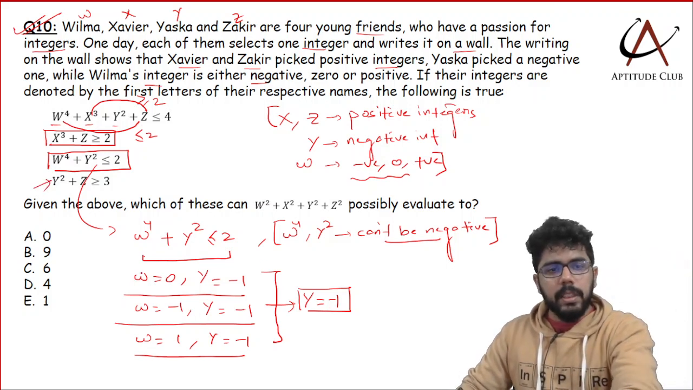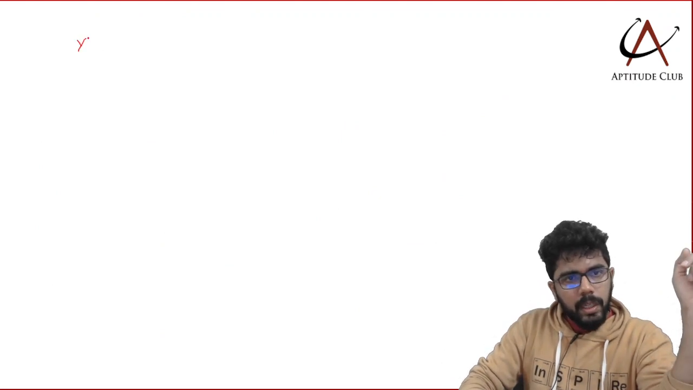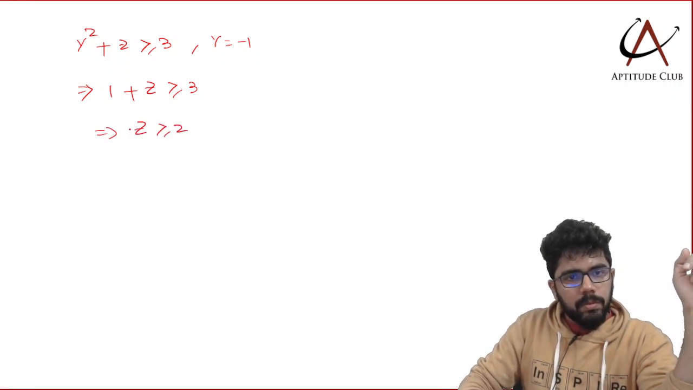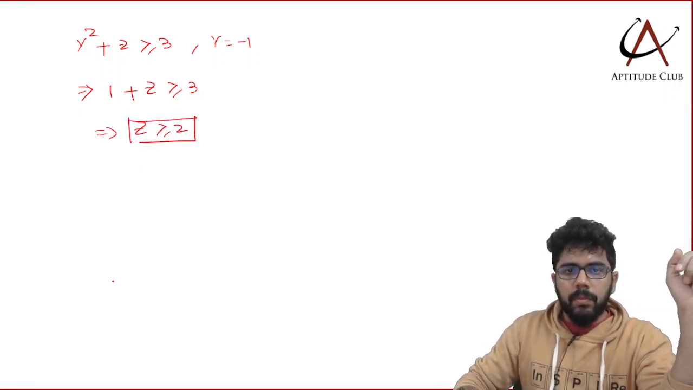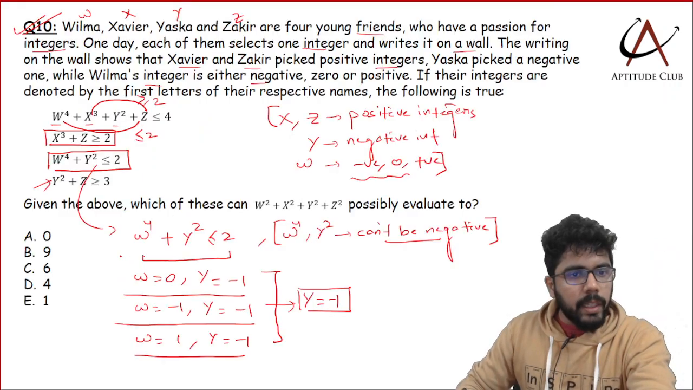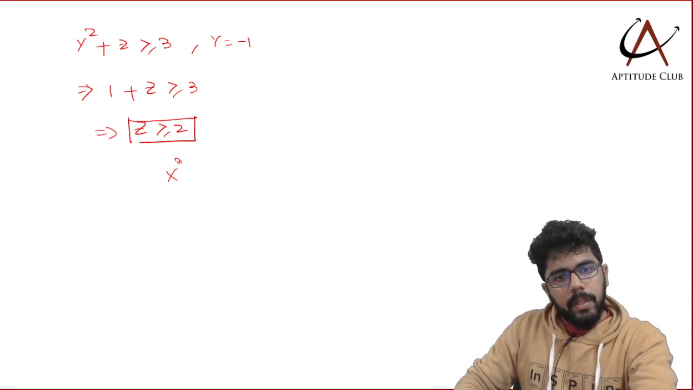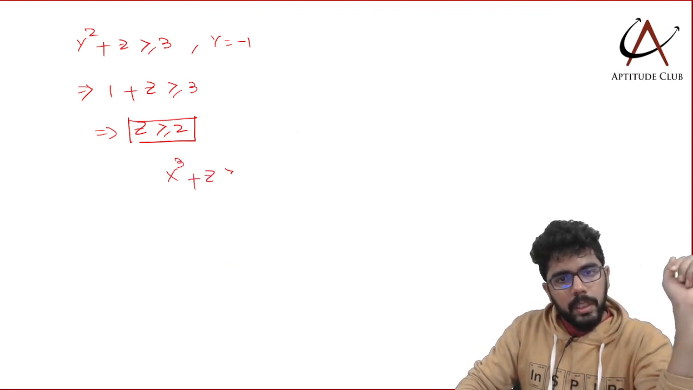Once you know this y, you put it here. Y square plus z is greater than equal to 3. So I have y square plus z is greater than equal to 3 and y I have as -1. So I'll put it here, 1 plus z is greater than equal to 3. That means z is greater than equal to 2. I got this result. Then you come to here, x cube plus z. I have x cube plus z is greater than equal to 2.